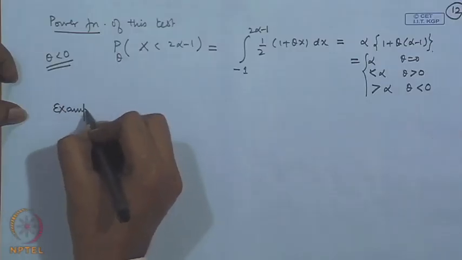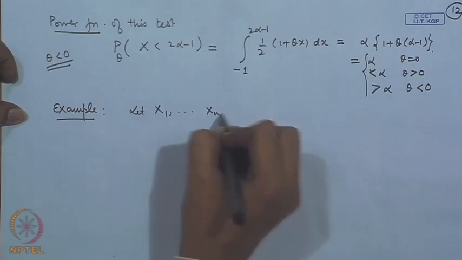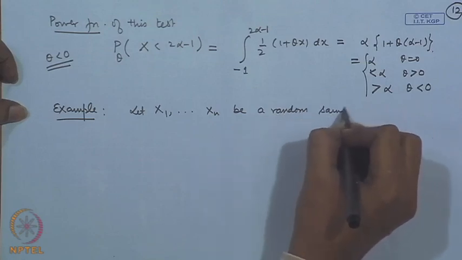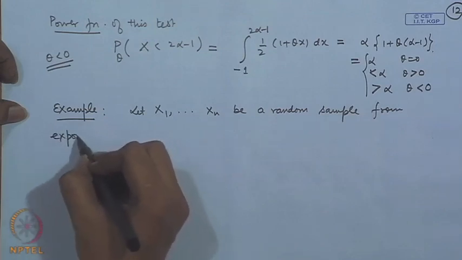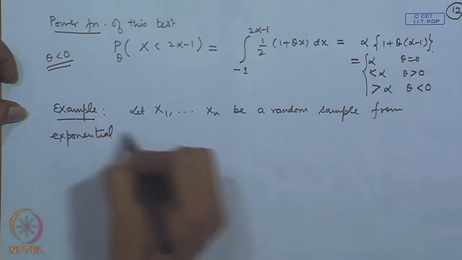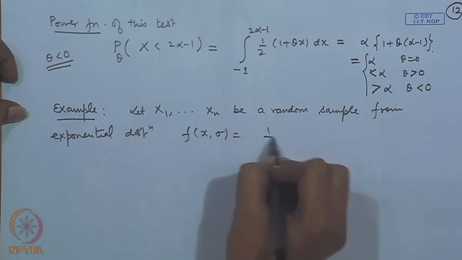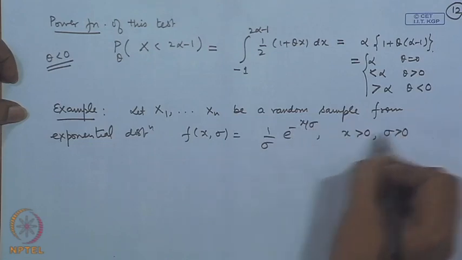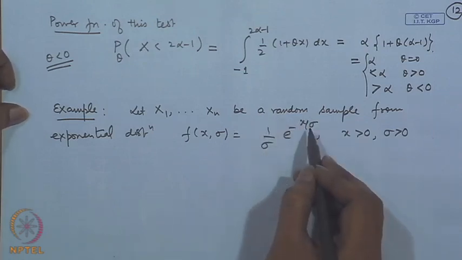Let us consider here the exponential distribution. Let x 1, x 2, ..., x n be a random sample from the exponential distribution. So, we are considering simply a one parameter exponential distribution with a scale parameter setup. Now, this is simply a one parameter exponential family.